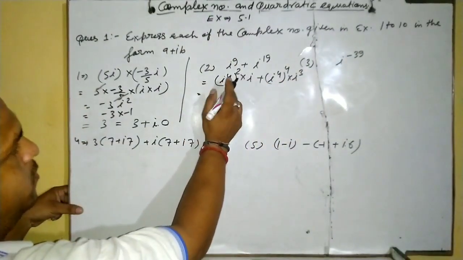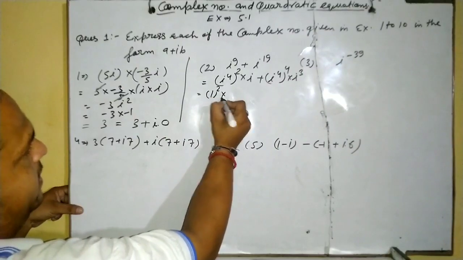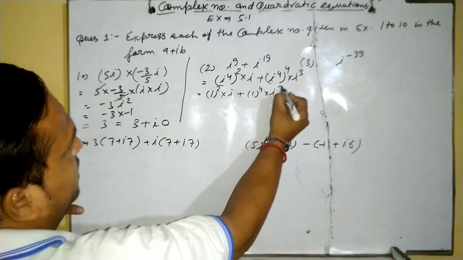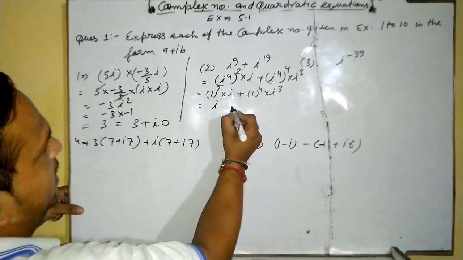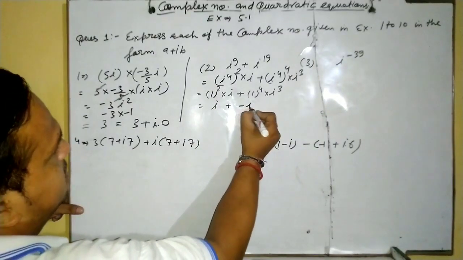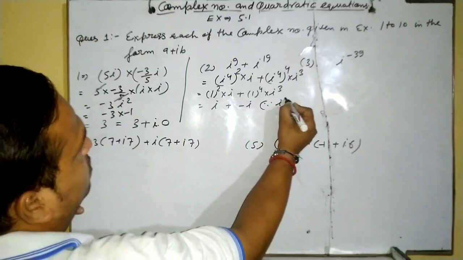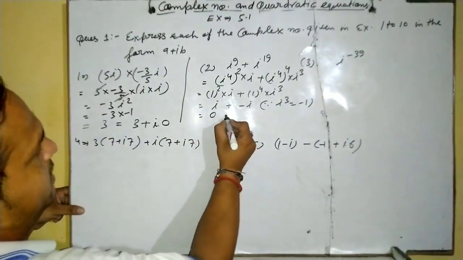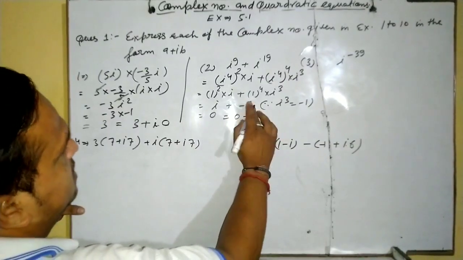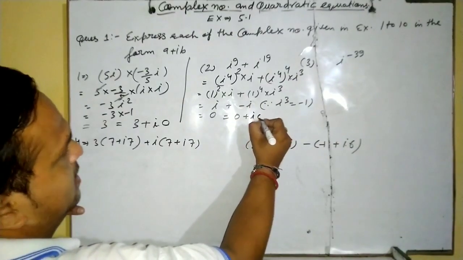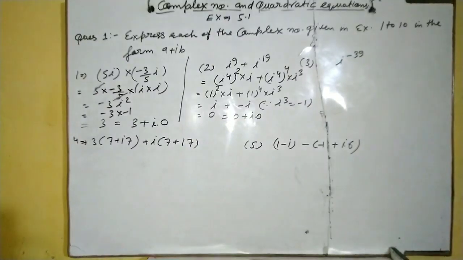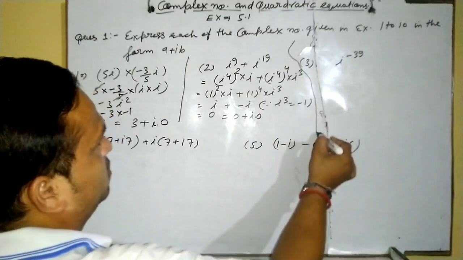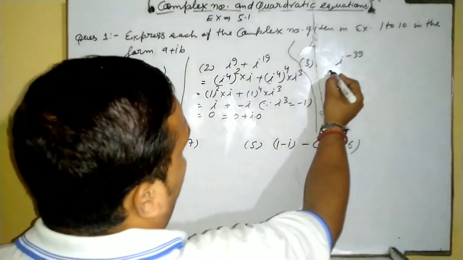I to the power 4 is 1, so 1 square into i plus 1 to the power 4 into i cube. So this is i and this is minus i. You know very well i cube is equal to minus i. Okay, so this will be 0. Zero can be written as 0 plus i0. So this is the answer, 0 plus i0. This is the question number second.